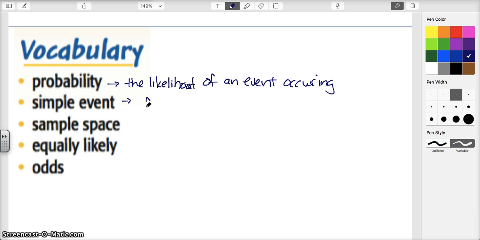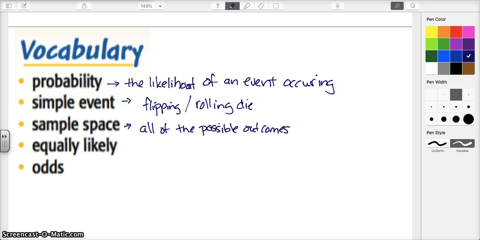So we're talking about things like flipping a coin, rolling a die, things that are not particularly complicated. Either it's going to happen or not happen. And when I'm talking about a die, I'm talking about a six-sided die with 1 through 6 dots on each of the six faces. Sample space refers to all of the possible things that can happen, or all of the possible outcomes.